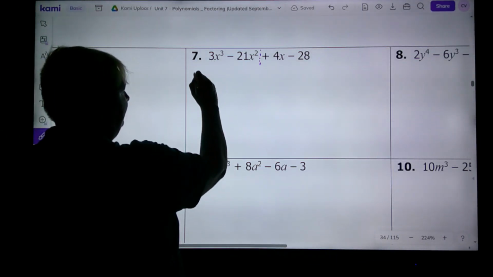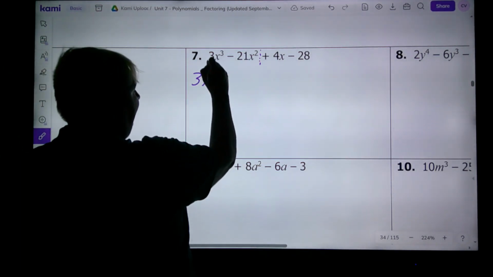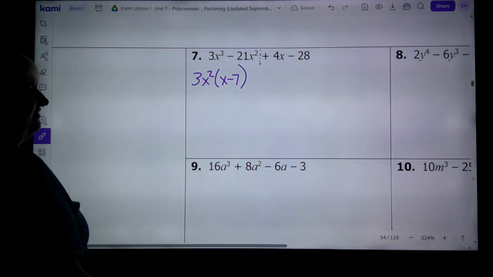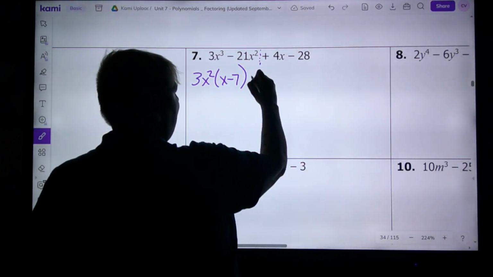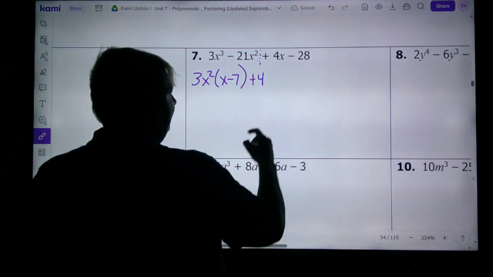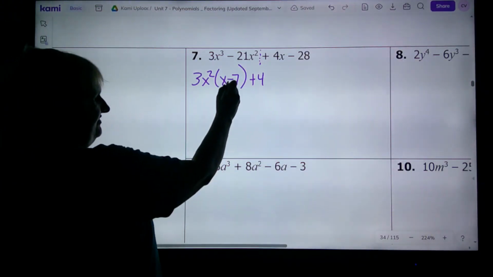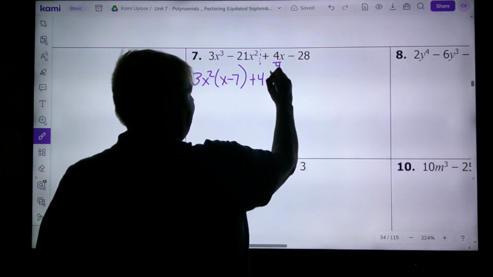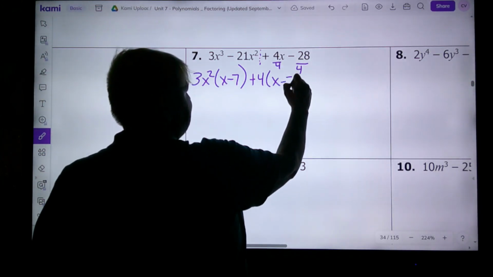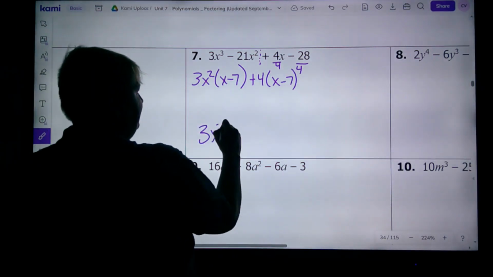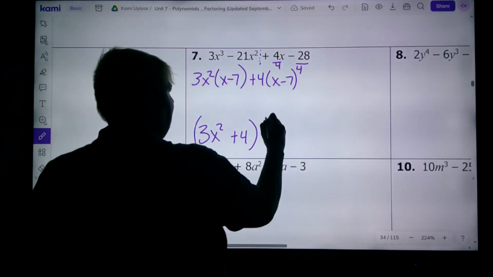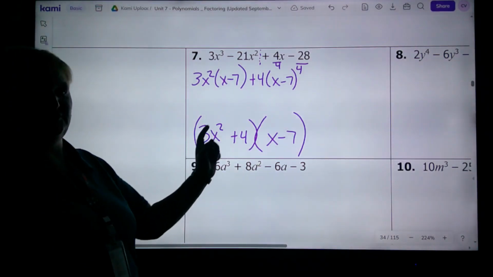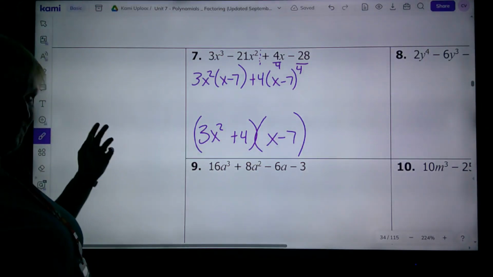Three x squared, the greatest factor is 3x squared, and that leaves me with x minus 7. And the greatest factor here is 4. I'm not going to do -4 because I need it to be negative and it's already negative. But if I divide by 4, that leaves me with x minus 7. So 3x squared plus 4, x minus 7. You'll notice that I'm intentionally doing it the other way around. I need you to know it goes both ways.